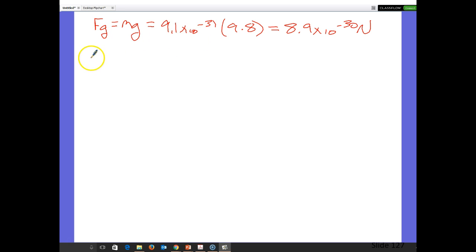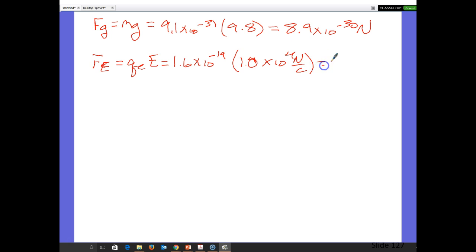The electron is just extremely small. The force due to electricity, let's make that a capital E, is equal to the charge on the electron times that electric field. And so the charge on an electron is 1.6 times 10 to the negative 19th, and we can multiply that times that electric field, which is 1.0 times 10 to the 4th newtons per coulomb. And so this is equal to 1.6 times 10 to the negative 15th newtons.